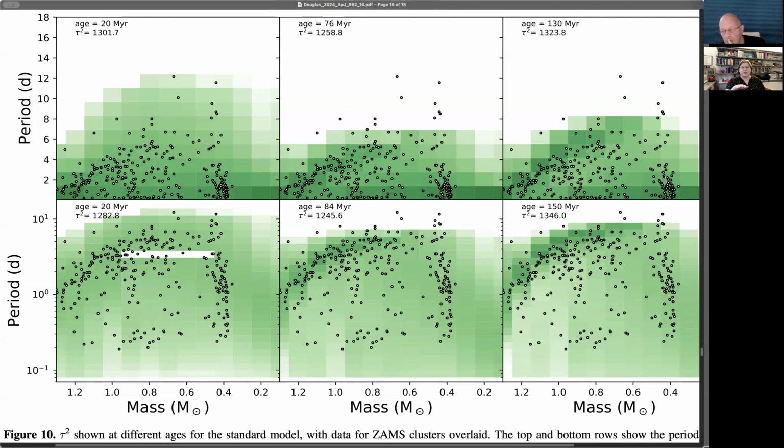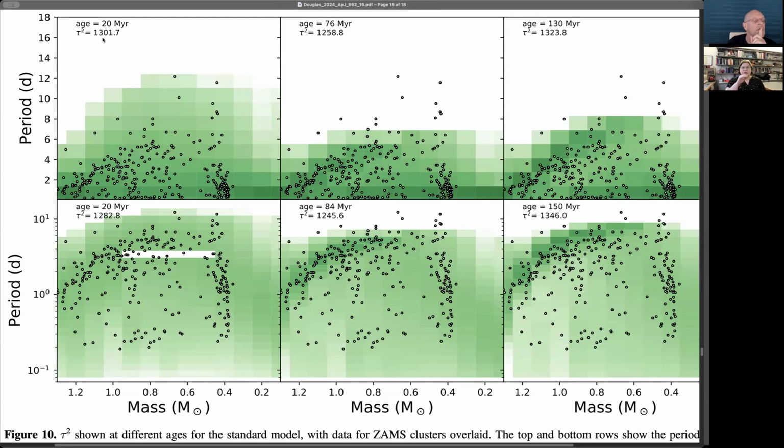And if you look at the tau squared values themselves that are written on each panel, so like in the linear fit, we go 1301, 1258, 1323. So the lowest tau squared value corresponds to what by eye looks like the best fit to the data itself. That's a good thing. Okay.